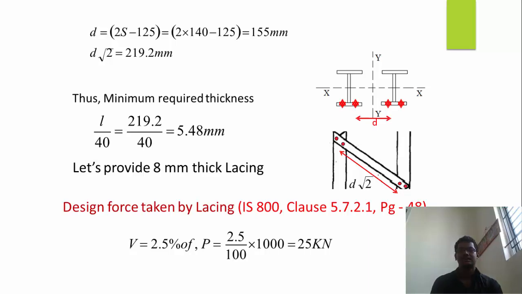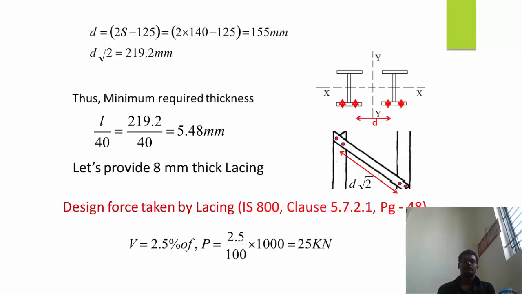Now, the minimum required thickness of the lacing system is L by 40, as told in IS 800. As we will be going for a single lace system, the value is L by 40. If you go for a double lace system, the value changes to L by 60. So let us provide an 8 mm thick lacing.